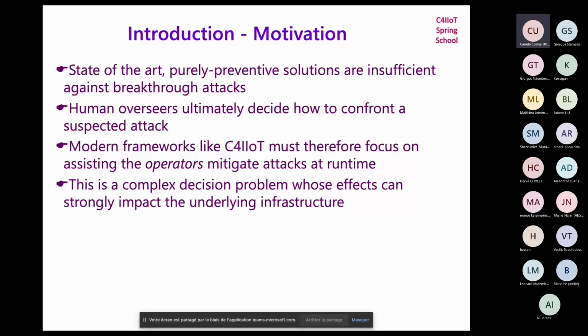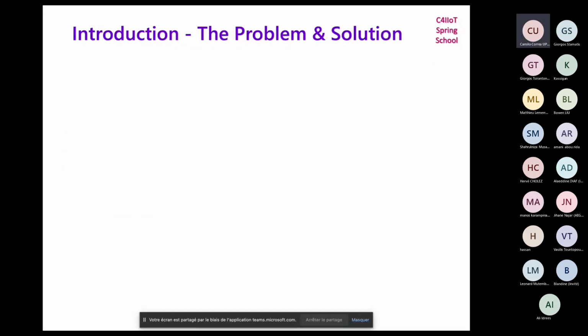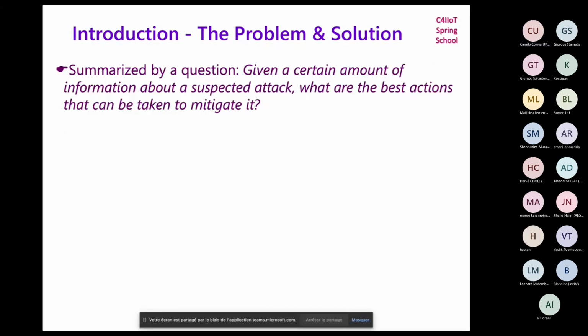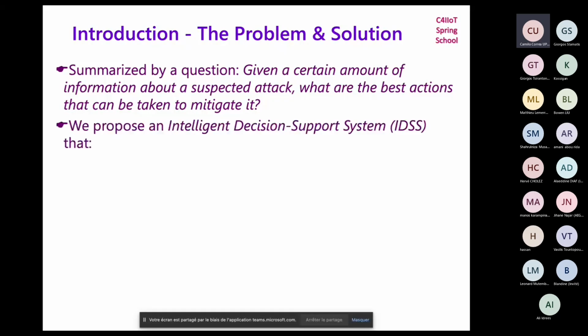But this is a very complex decision problem, and whatever you decide to do will probably have strong impacts on the underlying infrastructure. So what is the problem concretely? If you're given some information about an attack, what are the best actions among those that you can do to mitigate it? How do you respond to an attack that's going on at the moment?